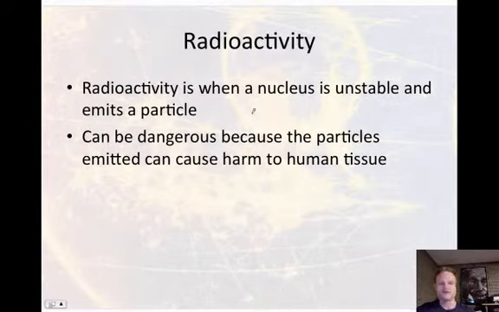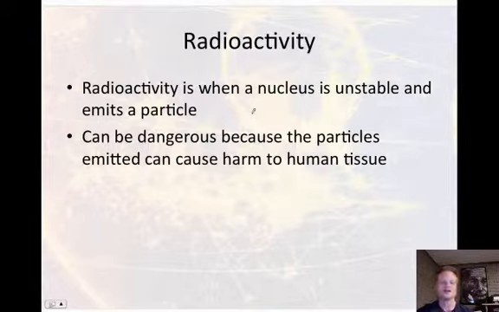So, where is this all leading to? Well, there are elements in the periodic table that are called radioactive elements. And a radioactive element is basically a nucleus that is unstable, and it emits particles. It's shooting off particles until it finally becomes stable. So it's going to keep doing that. It's going to keep being radioactive until it's now stable. And radioactive elements can be dangerous because of these particles that are emitted. The particles emitted can cause harm to human tissue and just can cause problems.